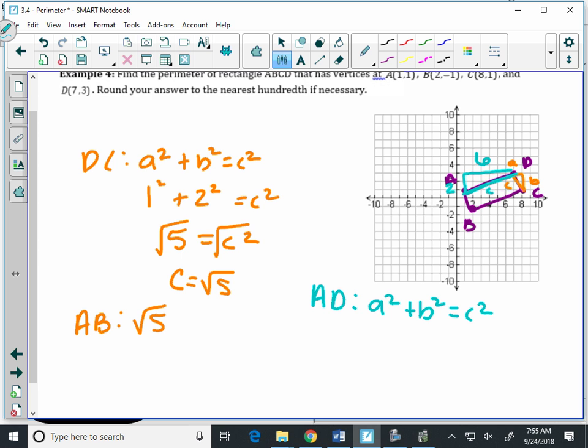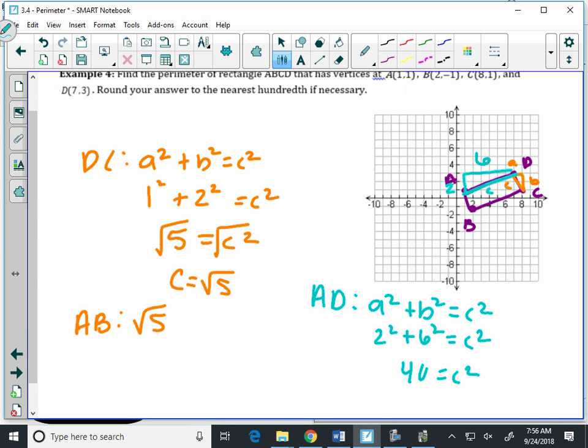So then we get 1, 2, 3, 4, 5, 6. Okay. So we get 2 squared plus 6 squared equals C squared. And what do we get when we do 2 squared plus 6 squared? We get 40.